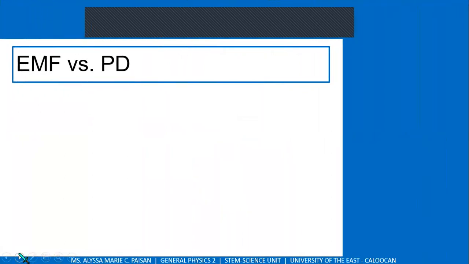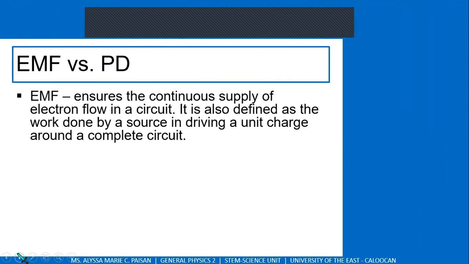the difference between EMF and PD. EMF stands for electromotive force, and PD stands for the potential difference. Let's start with EMF. EMF ensures the continuous supply of electron flow in a circuit. It is also defined as the work done by a source in driving a unit charge around a complete circuit. Notice that when we studied potential difference, it is defined also as work done. It's work done on a unit charge to transport that charge from a place of lower potential to a place of higher potential.